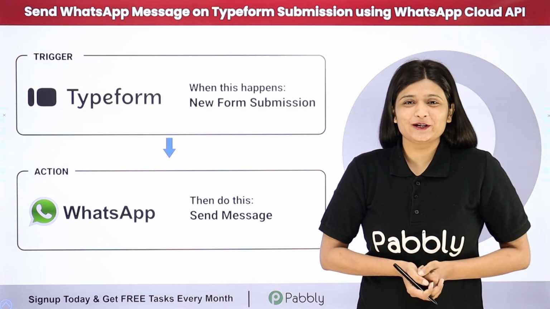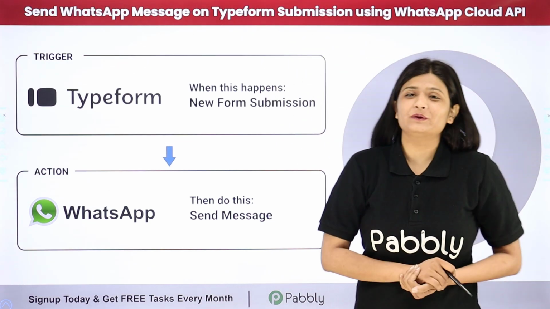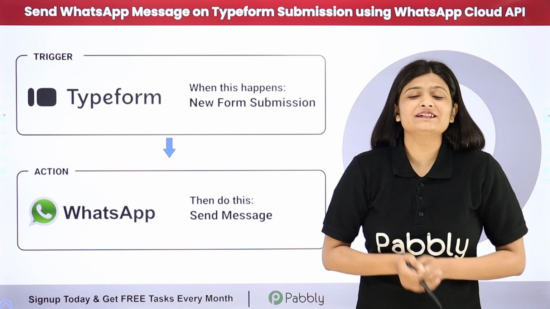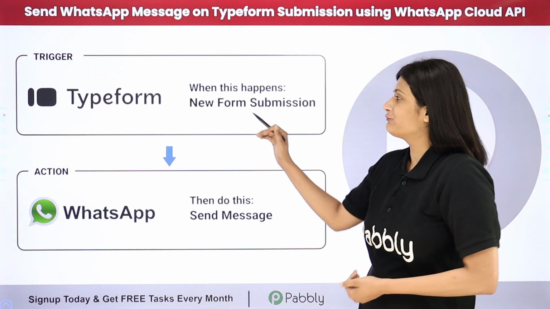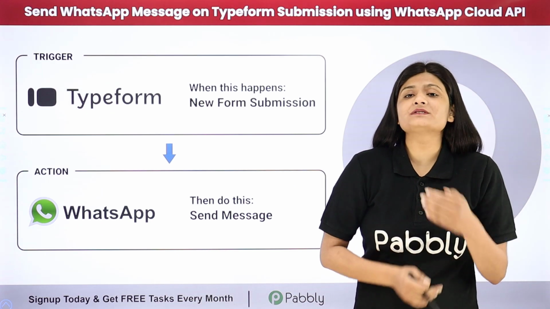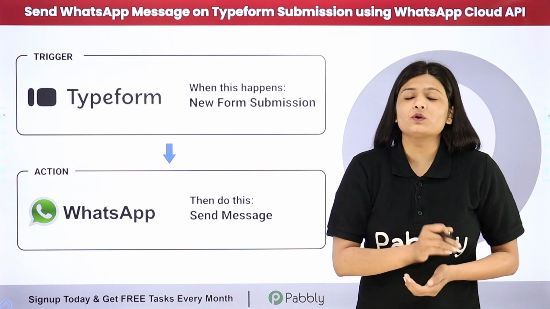In this video, we are going to learn how to send WhatsApp message on Typeform submission using WhatsApp Cloud API. So let's suppose I am running a real estate agency and I am collecting all my potential leads with the help of Typeform. Now, whenever there is a new form submission in my Typeform, I automatically want to send a WhatsApp message to all these leads.